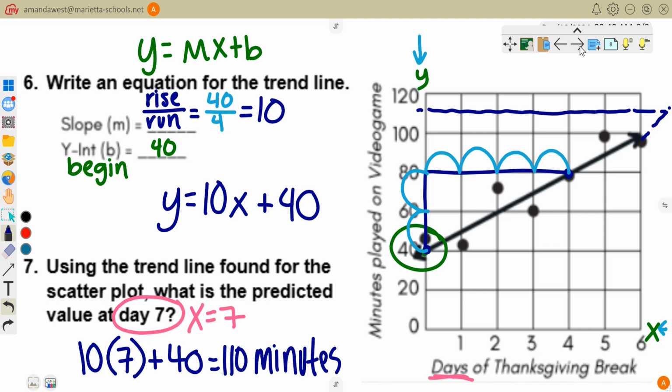And then when you're plugging in, just make sure you're being careful. You're using your parentheses correctly and that you type it into your Desmos calculator correctly. 10 parentheses 7, close parentheses, plus 40 is going to give you your final answer.